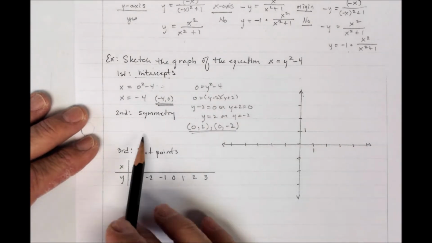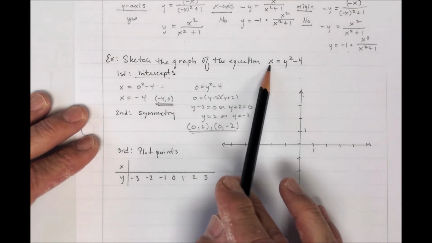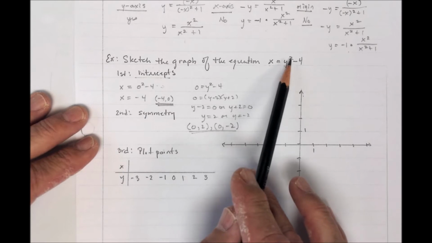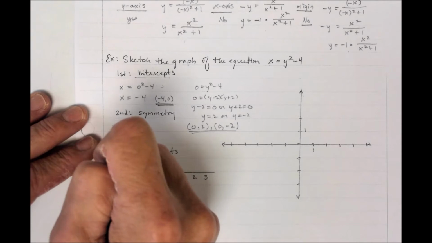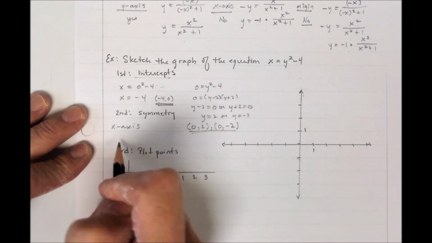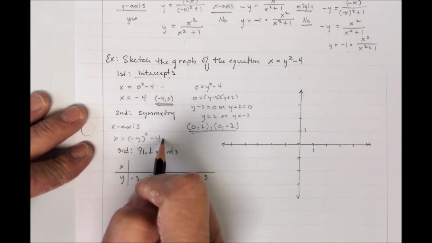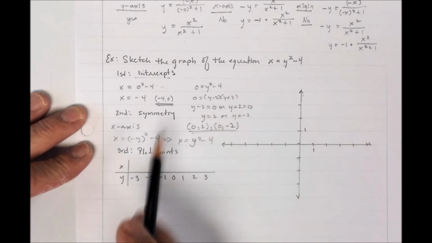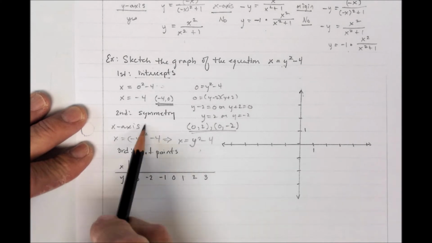For symmetry here, I'm going to streamline this a little bit. I have x to an odd power, I have y to an even power. So that gives me the idea that if I plug in the opposite of y in for y and square it, I'm going to get right back to y squared. So I have symmetry here with respect to the x-axis. If you check, you would plug the opposite of y in, and that would give me x equals y squared minus 4, which is my original equation here. So now I know I have symmetry to the x-axis.